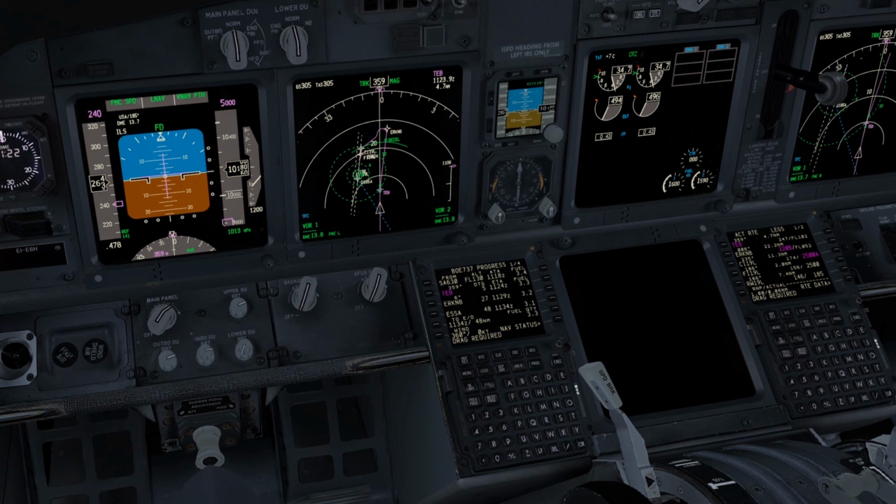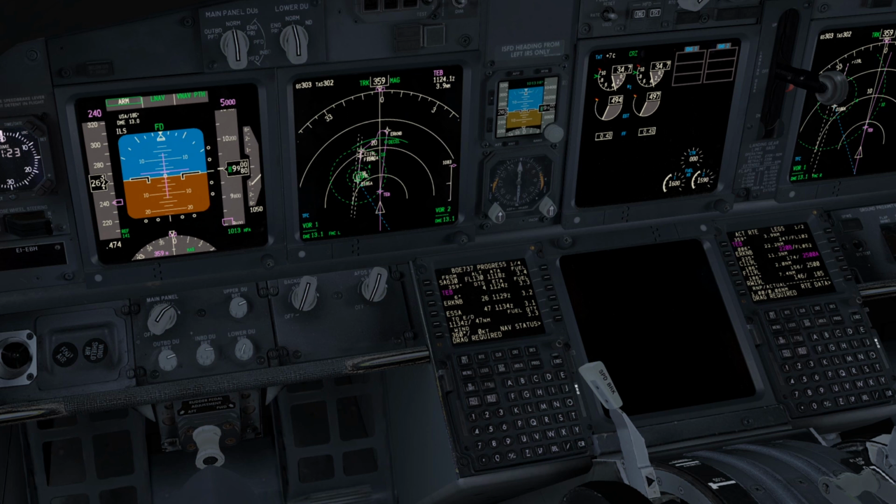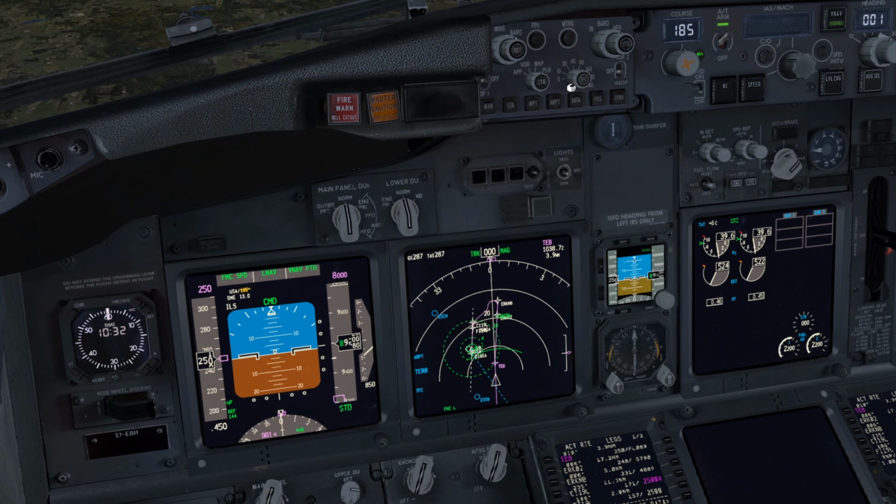When we are passing the 10 miles, a good rule is 3, 2, 1. That means we need to be at 3,000 feet, around 200 knots, and we need flaps 1. So 3, 2, 1. Another thing that can happen is that ATC gives you a speed.